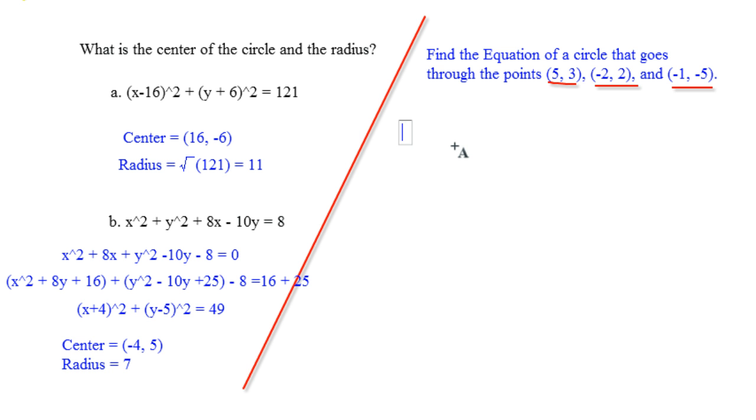Let me see, what was it, x squared? So the first one's going to be 5 squared plus 3 squared plus d times 5 plus e times 3 plus f equals 0. So that's going to be the first one that we put in.